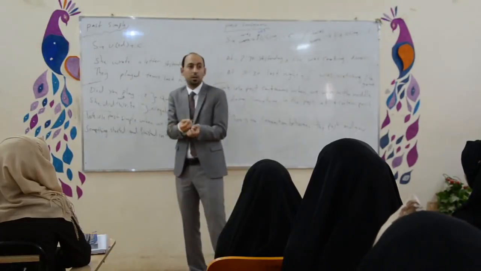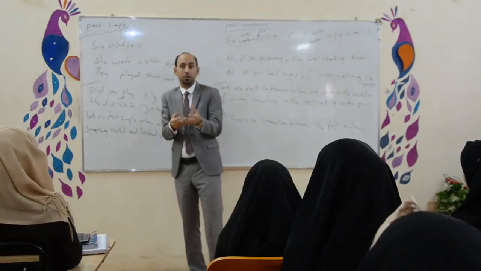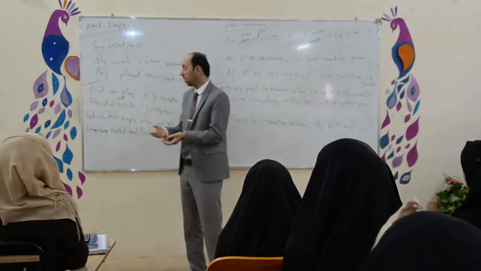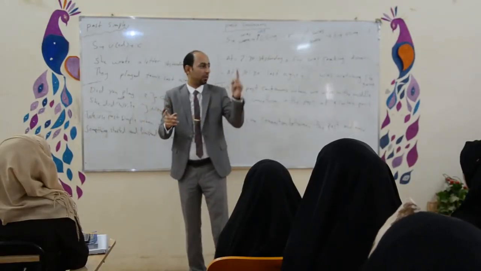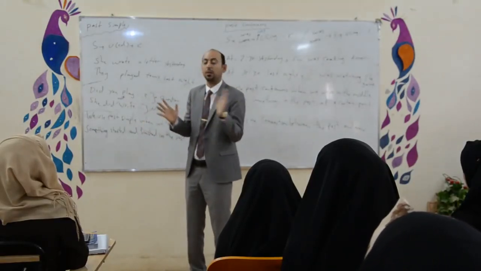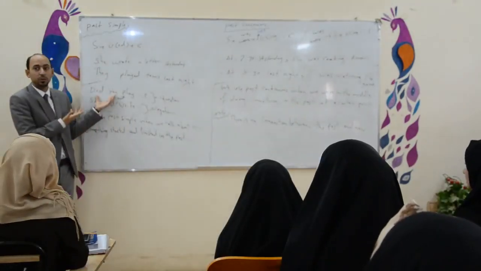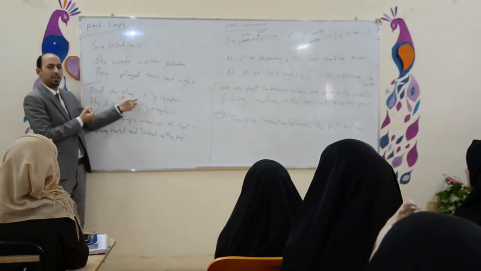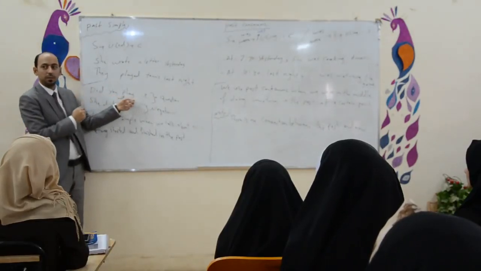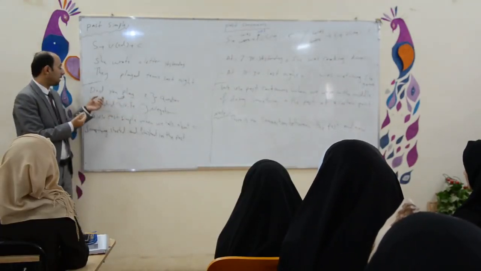So we need an auxiliary. We need did for past. We need do and does for present. And here we use did whether singular or plural. We have only one word, which is did. So we say, did you play? For example, did you play tennis? Did you play football yesterday?